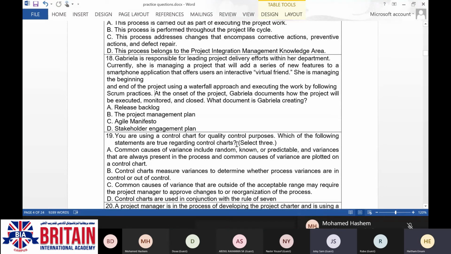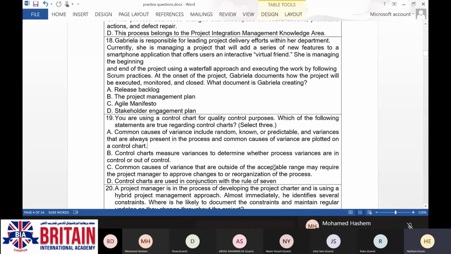Select three. Control charts measure variances to determine whether process variants are in control or out of control. That is the same as A. It's A, B, C, and D. Common causes of variance that are outside of the acceptable range may require the project manager to approve changes to or the reorganization of the process. Control charts are used in conjunction with the rule of seven.